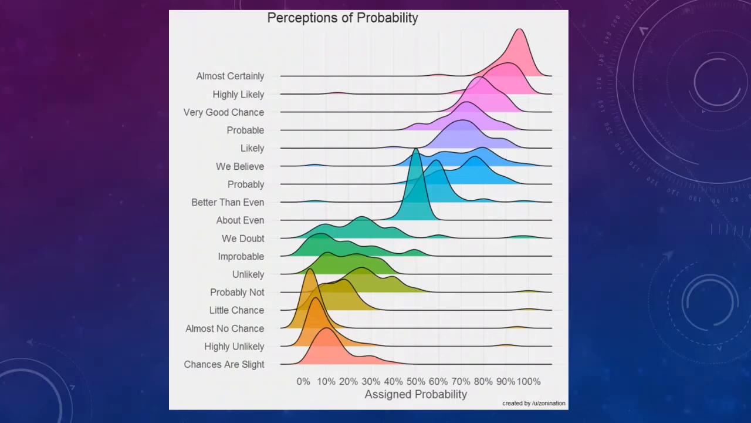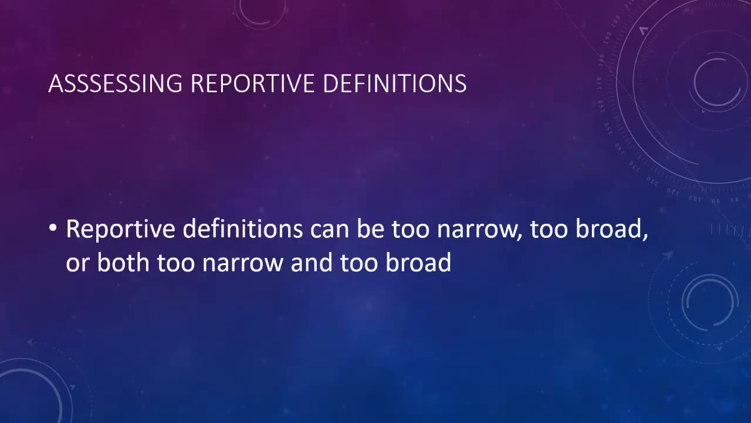And we usually don't sort of check the exact meanings that we have in our heads. So if you're doing a reportive definition of probably not, you have to include this whole area under the curve as part of the use that people are making of these terms. All right, so reportive definitions can go wrong in at least the following three ways. They can be too narrow, they can be too broad, or they can be both too broad and too narrow. So let's go through some examples.